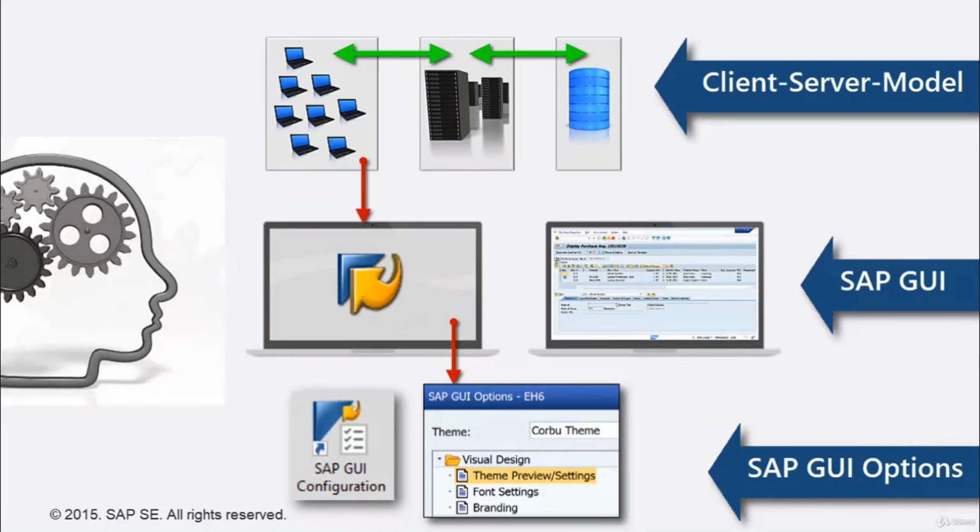The SAP GUI is the presentation client, or the front end, a program that enables a user to work with the SAP system. There are several options to control the SAP GUI. The visual design can, for instance, be changed via different themes.